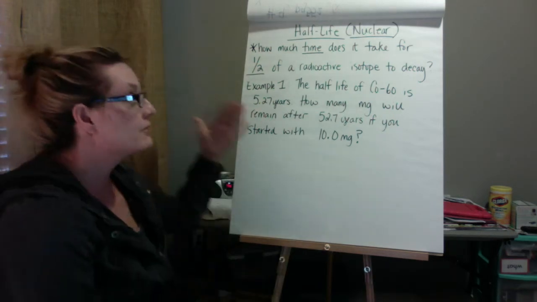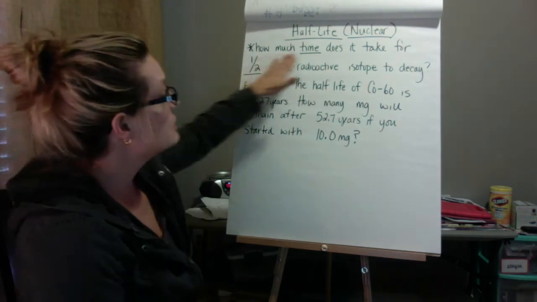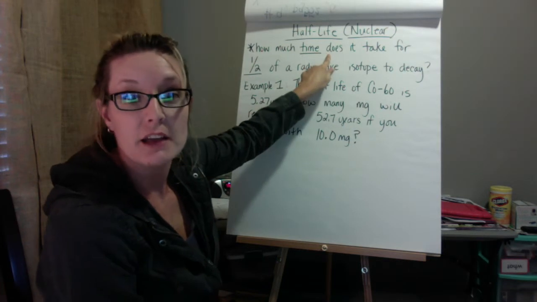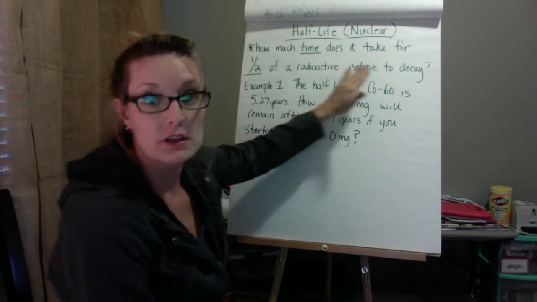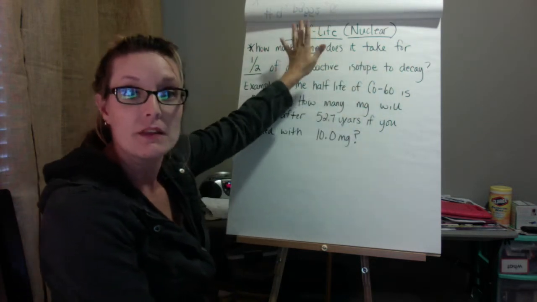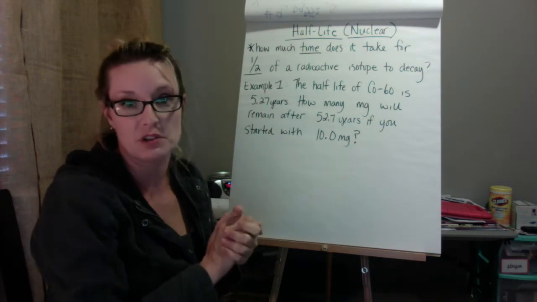So half-life is an explanation of that decay. How much time, in terms of the life, does it take for half of an isotope to decay? So this is basically an amount of time. The half-life is an actual time for half of that sample to go away.